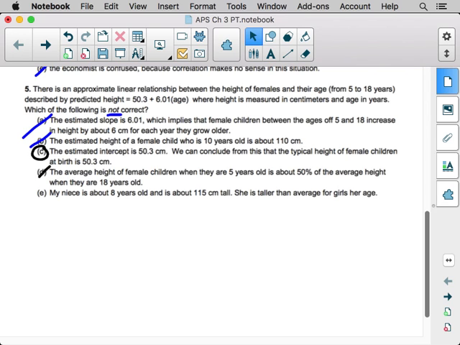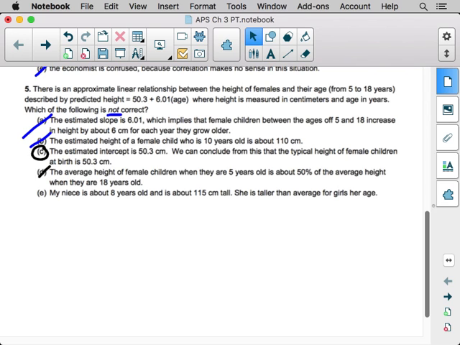My niece is about 8 years old and is about 115 centimeters tall. She is taller than average for girls her age. Well, wouldn't it make sense? Don't we need to know what is average for girls her age? Shouldn't we plug in 8 to the formula?